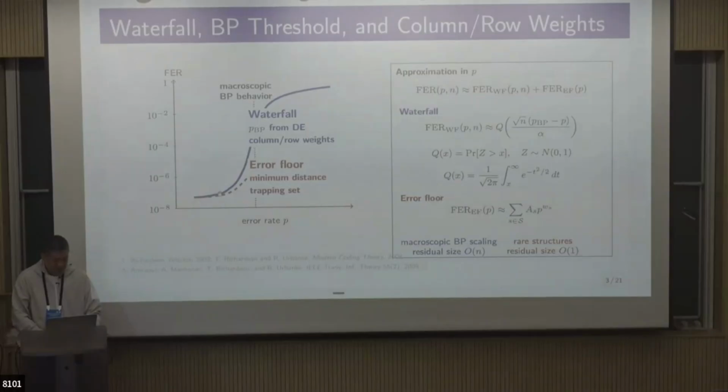The error floor is different. It's dominated by rare small structures of the graph or low-weight logical operators. The central quantity for the waterfall is the BP threshold, P_BP. It's predicted by density evolution.